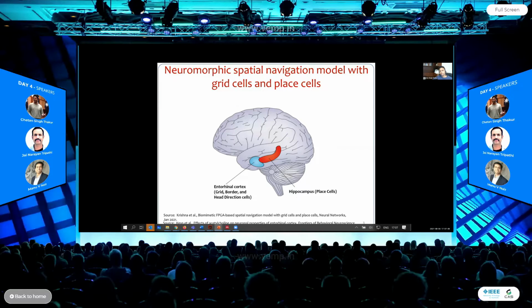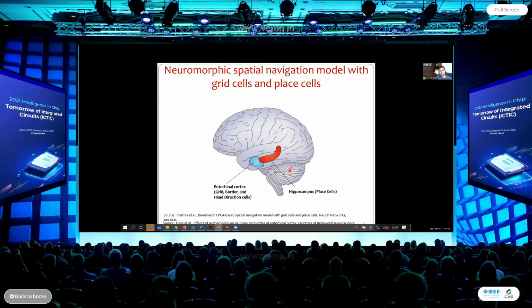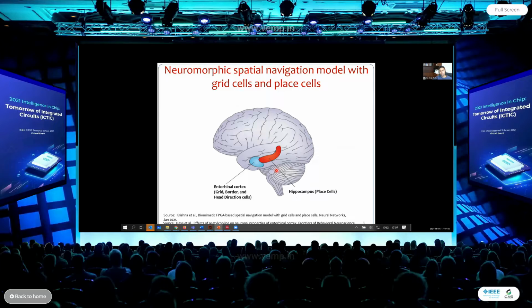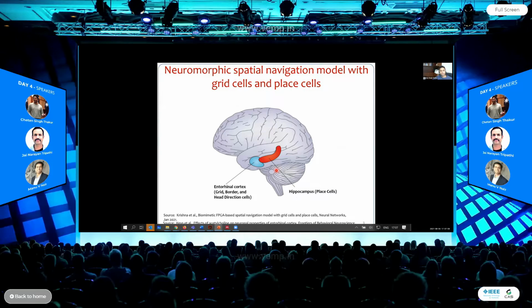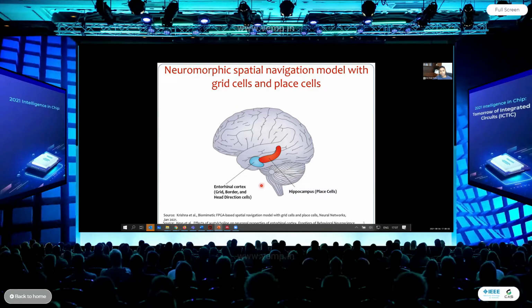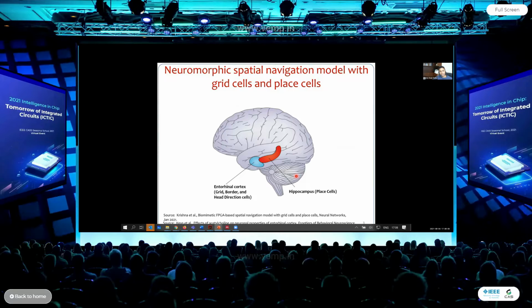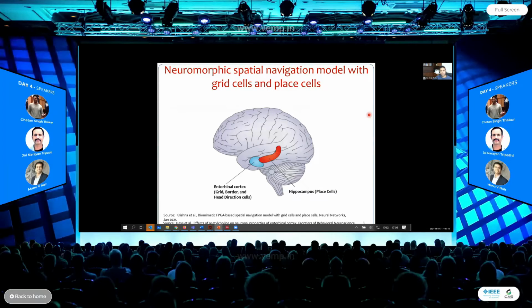And as I said, these brain regions are equipped with numerous spatially selective cells such as grid cells, border cells, and head direction cells, which are in the entorhinal cortex, and then you have place cells in the hippocampus. And this ensuing convergence of these cells in different parts of the brain enables navigation and path integration in the brain.